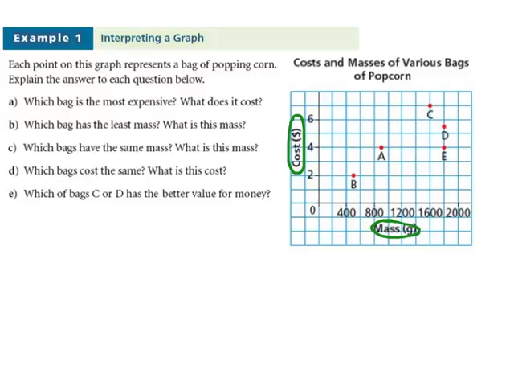Part A asks, which bag is the most expensive? What does it cost? The most expensive bag is the highest point on the graph. It's right here. This bag is C, and it costs, well, let's take a look at the scale. The scale is 1, 2, 3, 4, 5, 6, 7. The scale is 1, but it reaches up to $7.